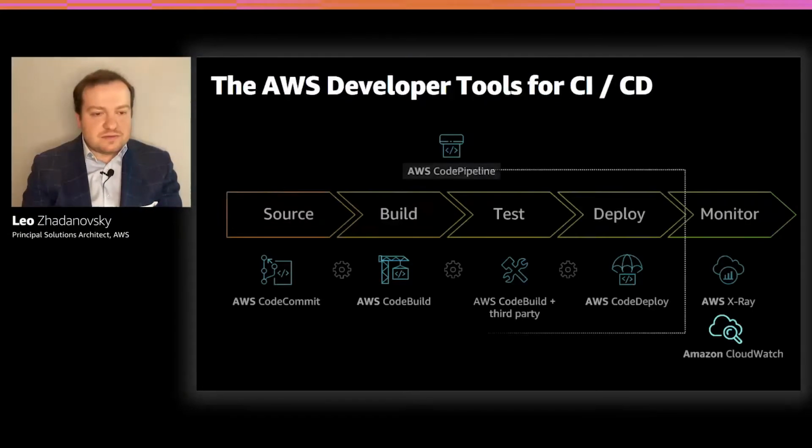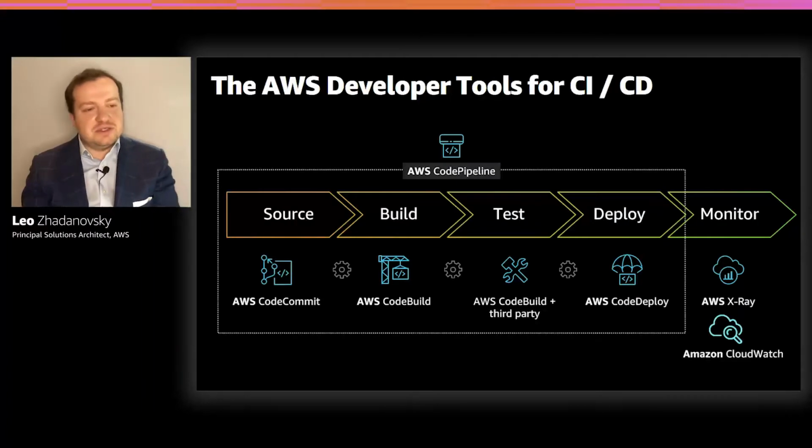So let's focus in on the actual developer tools for CI/CD. We've got AWS CodeCommit, which is a fully managed source code repository, or version control service for private Git repos. We've got AWS CodeBuild, which is a managed continuous integration service. We've got CodeDeploy, and this automates deployments to EC2, Elastic Beanstalk, Lambda, containers, as well as on-premise servers, if you wanted to. And we've got CodePipeline, which is our continuous delivery service for orchestrating your release process.